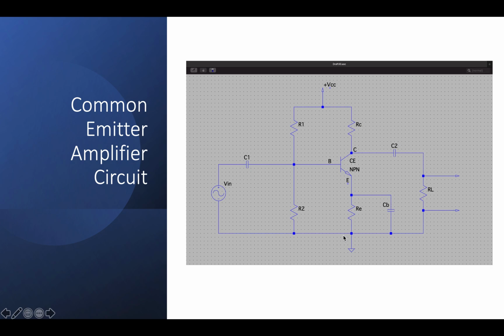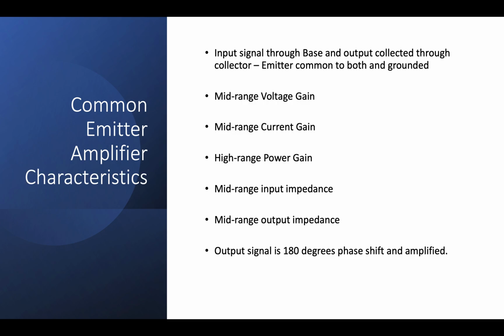Now let's go ahead and dive immediately into the different characteristics of this amplifier, or what outputs we get for this common emitter amplifier. These are the different characteristics. As in the previous slide while we were looking at the circuit, the input is given through the base and the output is collected through the collector terminal, and the emitter is grounded and basically common to both. Now, to talk about voltage gain, current gain, and power gain, let me tell you what a voltage gain, a current gain, and a power gain is.